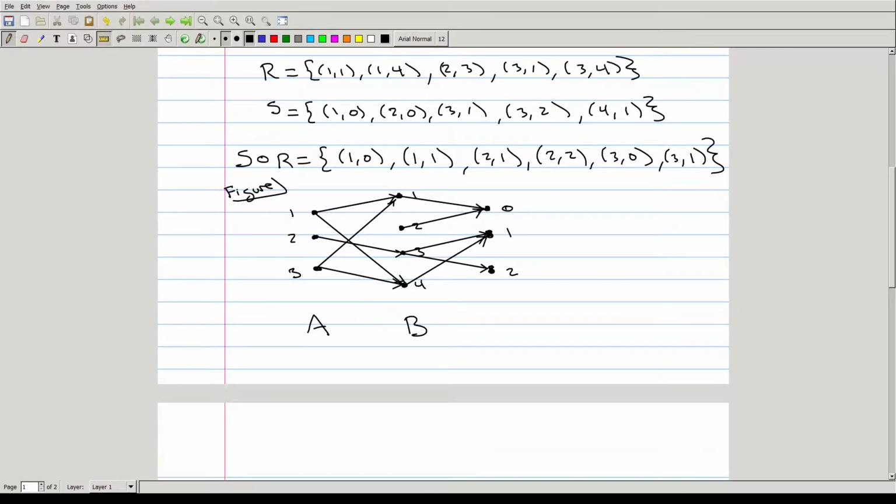And this more clearly shows you why all of these elements are in the relation. (1,0) is in the relation because we can find a direct path through B into C through elements that are in the original two relations. So you think R goes from here to here, S goes from here to here, S composed with R goes from A to C, and it's all straight connected paths.